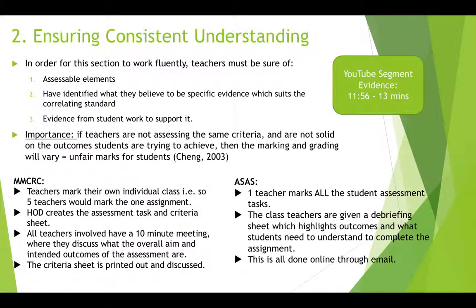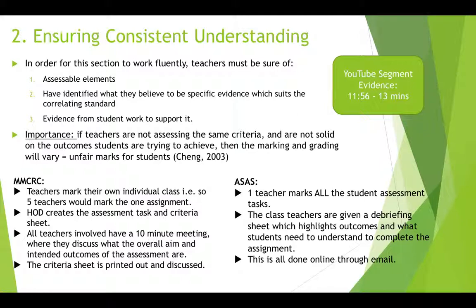The second part is ensuring consistent understanding. In order for this section to work fluently, teachers must be made sure of accessible elements. They have to have identified what they believe to be specific evidence which suits the correlating standard, and they must have found evidence from the students' work to support their standards. It's important because if teachers are not assessing the same criteria and they are not solid on the outcomes students are trying to achieve, then the marking and grading will vary.